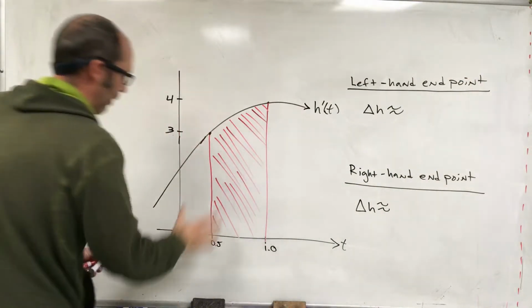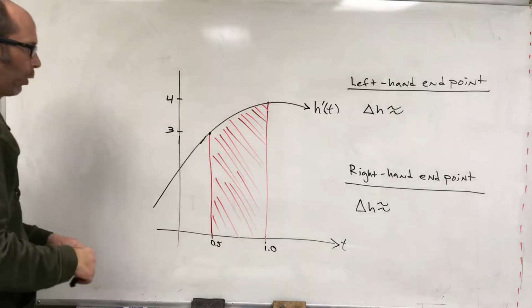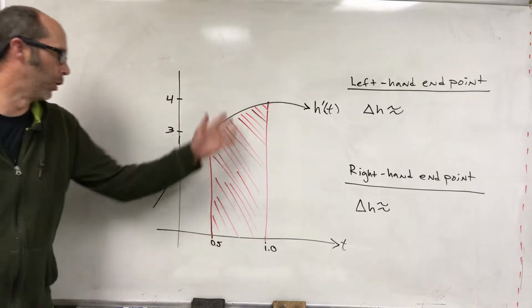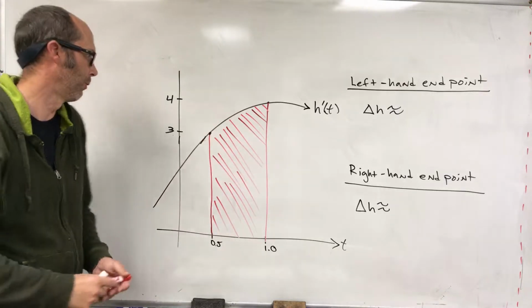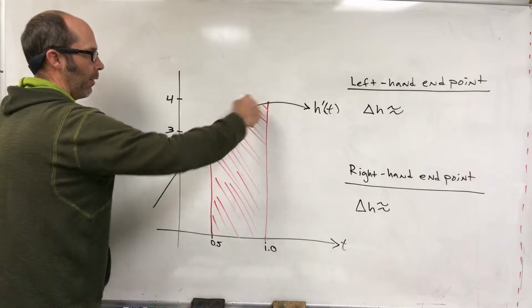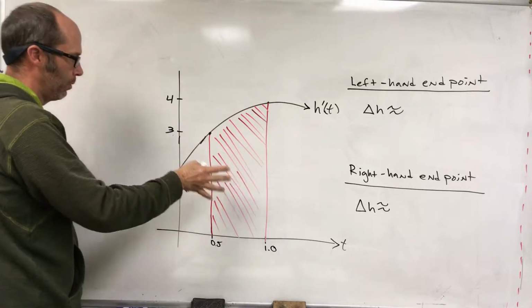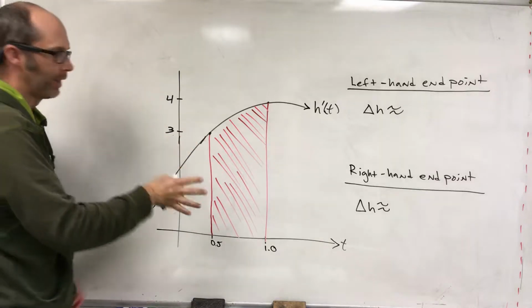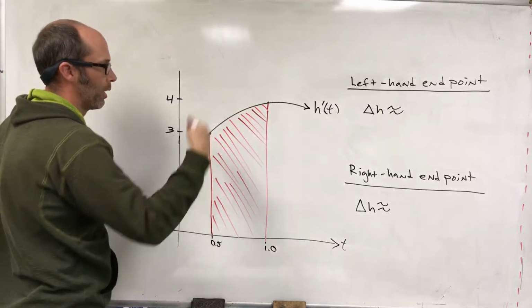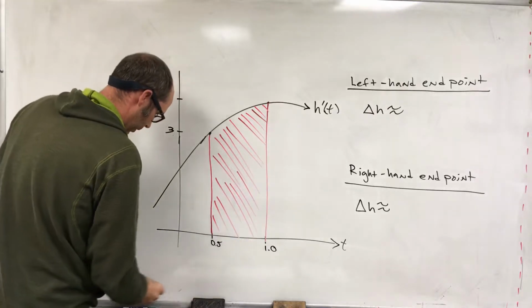So keep that in mind, that this red area is exactly what we want to approximate with rectangles. Notice that it is a curvy area, right? It's not an exact rectangle, so we can't just multiply length times width to get its area, but we can approximate it with rectangles.